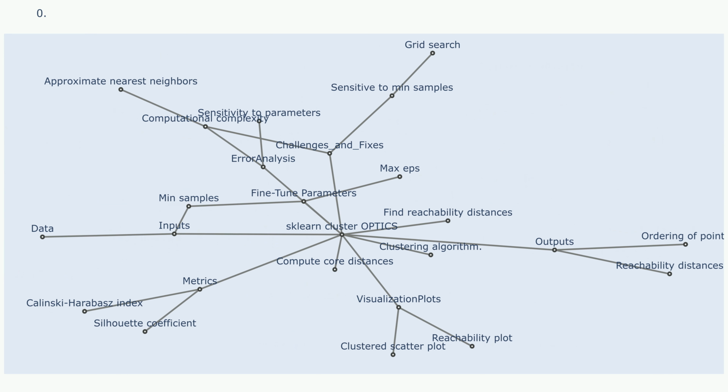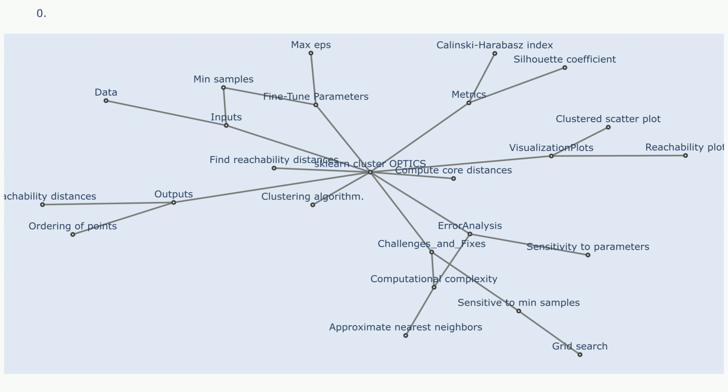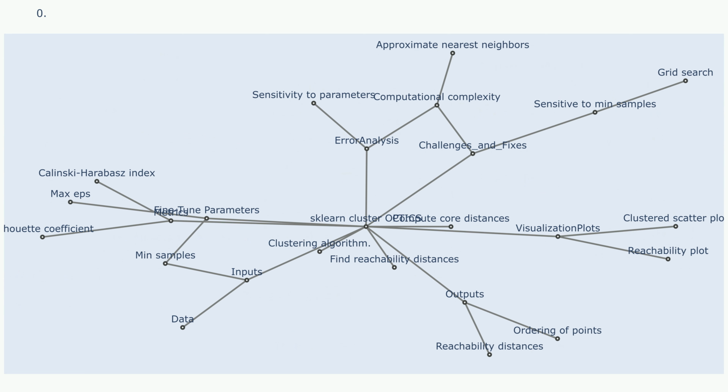Steps: compute core distances, which calculates the core distance for each data point, which is the minimum number of points within a specified radius eps. Find reachability distances for each data point, which calculates the reachability distance, which is the distance to its nearest core point. Order points, which sorts the data points based on their reachability distances.